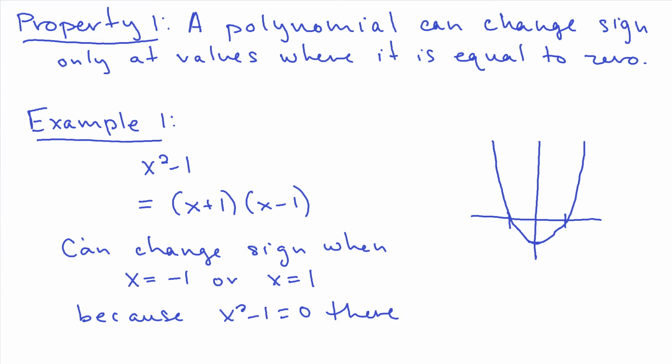And if we look at the graph of x squared minus 1, which is what I have at the right, we can see, okay, here's the minus 1 and the plus 1. That's where it is equal to 0. And we can see that indeed the expression does go from positive to negative at minus 1, and then switches back from negative to positive at 1. So this expression can change sign, and it does change sign when x is equal to 1 or minus 1, and that's because that is where it is 0.